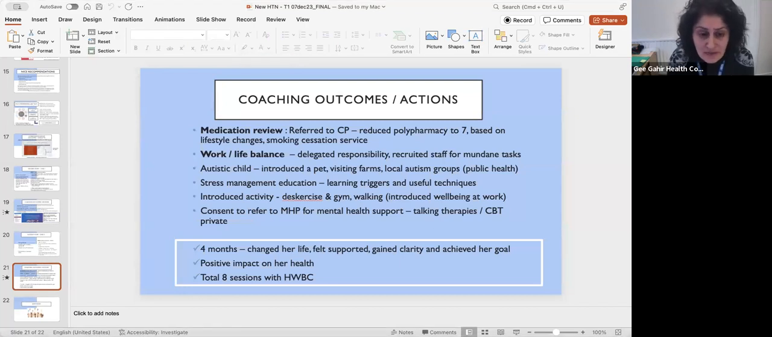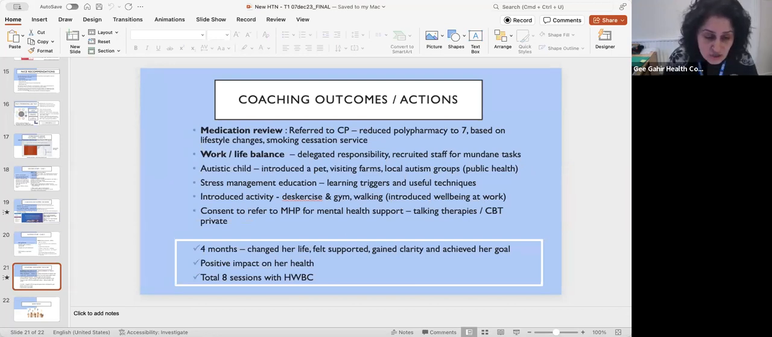Stress management, learning her triggers and useful techniques. We introduced workplace exercises, the things like desk-a-size, the gym, walking, and she introduced wellbeing at work. And she also requested to see a mental health practitioner for her mental health support as well. So CBT, which she decided to go for privately. So really, it took 4 months for her to change her life.